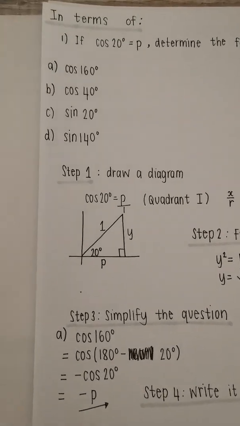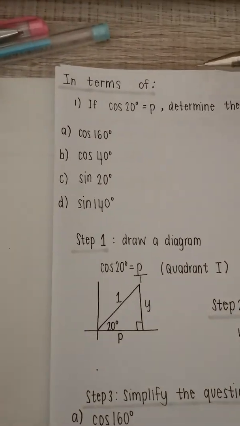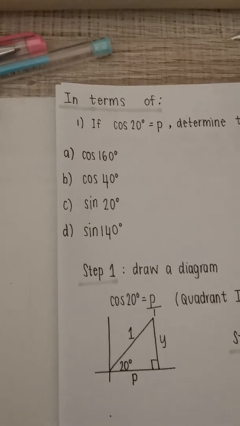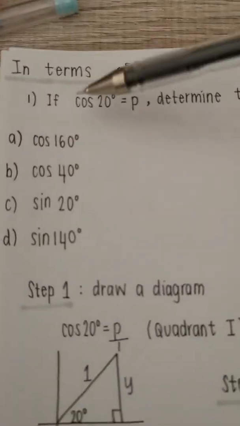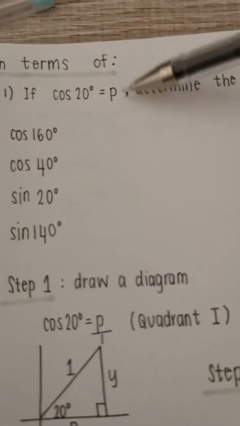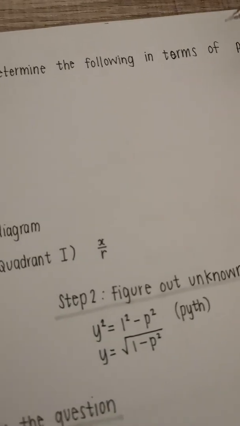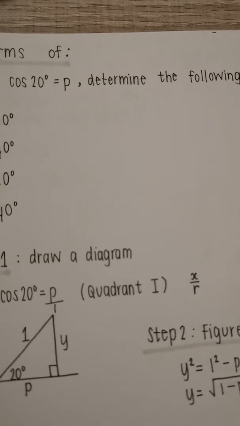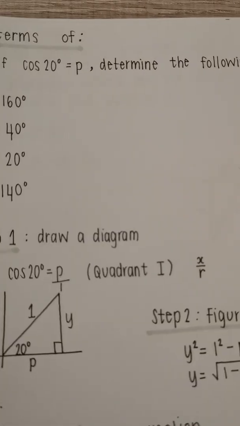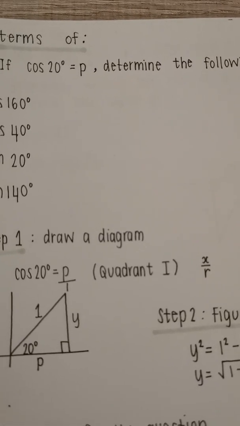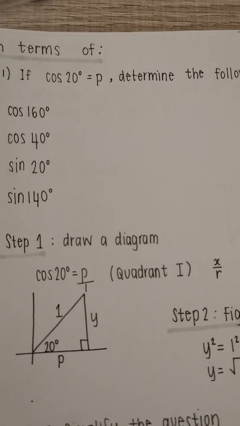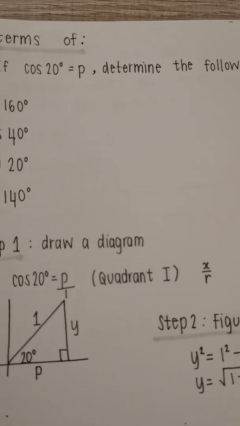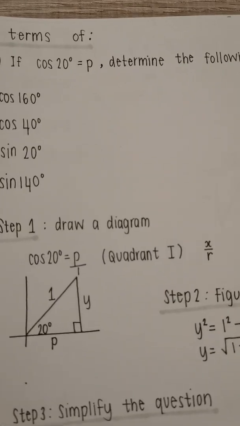And under the questions that I like to classify as "in terms of," okay? It's questions like this where they say cos of 20 degrees equals P, determine the following in terms of P. Generally, they say without the use of a calculator, and with the aid of a diagram. I'm going to show you how to figure out in which quadrant you draw the diagram and things like that.